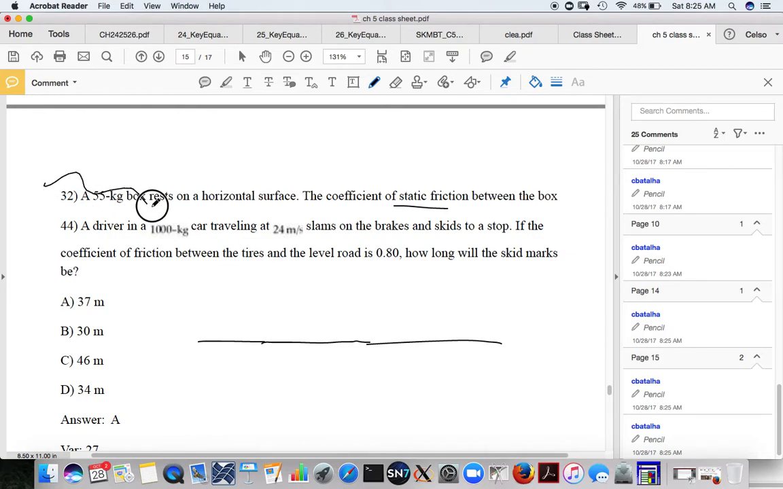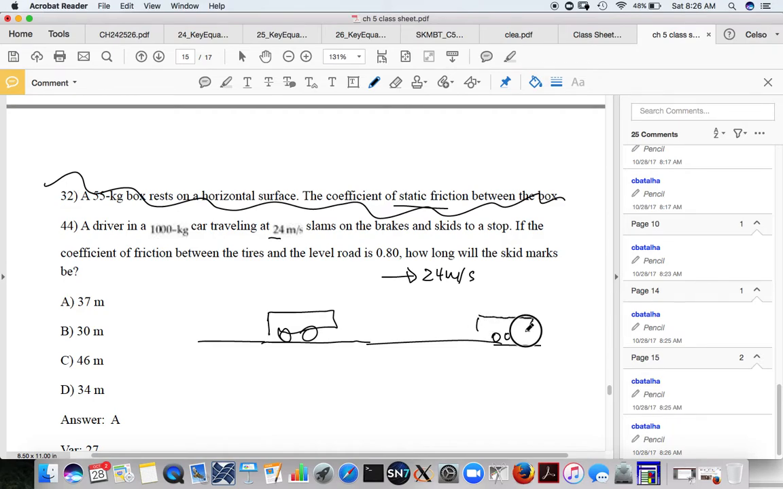So I don't know if this is a driver in a 1,000 kilograms car traveling 25 meters per second. So we have a car moving 24 meters per second. Slams the brakes and skids to a stop, so eventually stops. 0 meters per second.